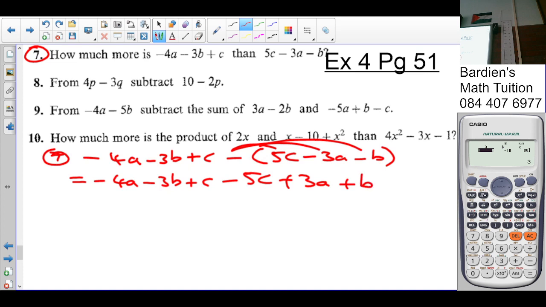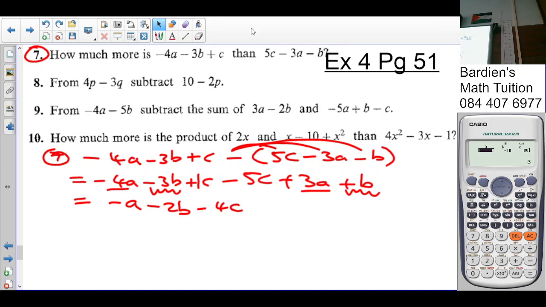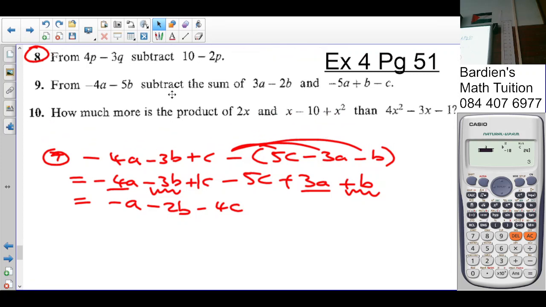Plus b. Now again we're looking for like terms. Negative 4a plus 3a is negative a. Minus 3b plus b, minus 2b. 1c minus 5c, minus 4c. Okay, just trying to get through this quickly.